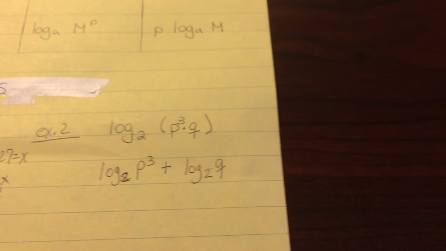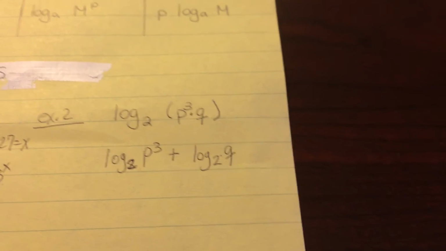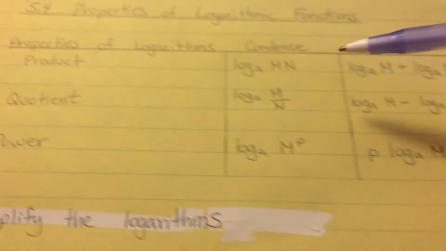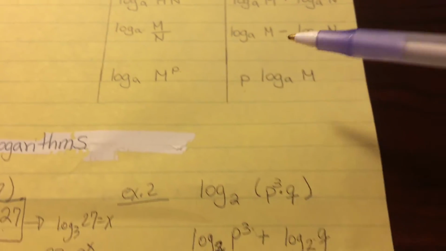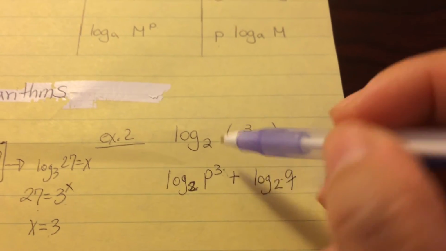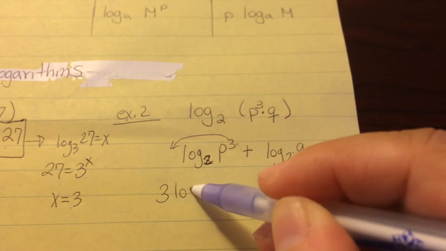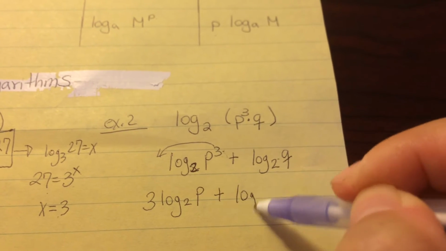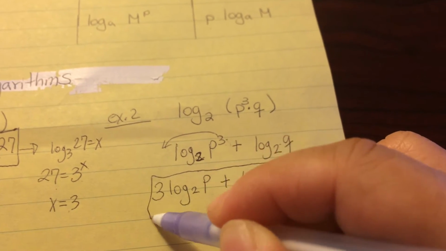Now, whenever you're doing these kinds of problems, make sure you have expanded as much as possible, because when we have something like this, the power, it says back here that I can do the power rule. The power rule says that if I have an exponent up here, I can always pull it up to the front. So that's what you're going to do with this 3 right here. You're going to pull it up to the front. So you're going to have 3 log base 2 p plus log base 2 q. And that's your final answer for the expansion part right there. Okay?